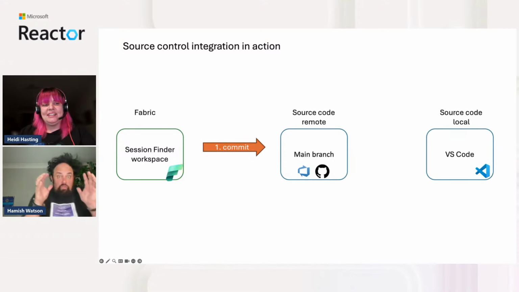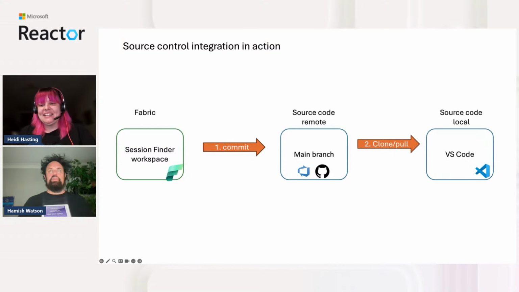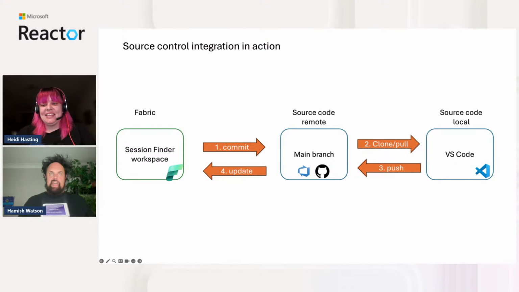So from within Fabric, I can commit all the things that I had created before this whole ALM thing had come along. I can commit those to source control. I then can pull them down to my local machine, observe, work on them locally, make some cool changes, push it back up to source control, and update our actual workspace within Fabric, which is absolutely brilliant and exciting.